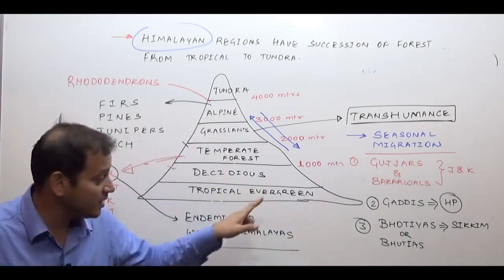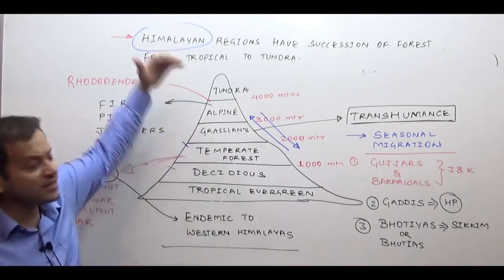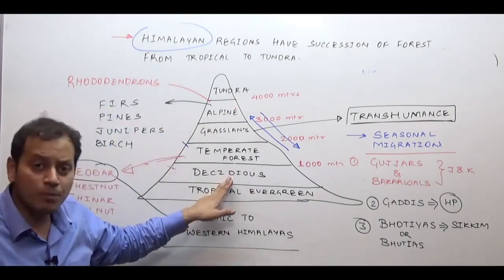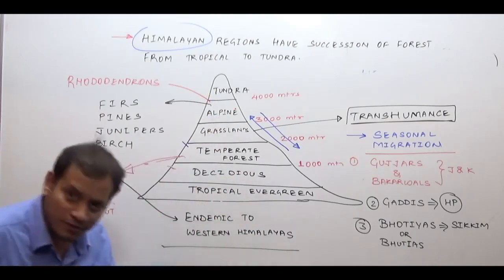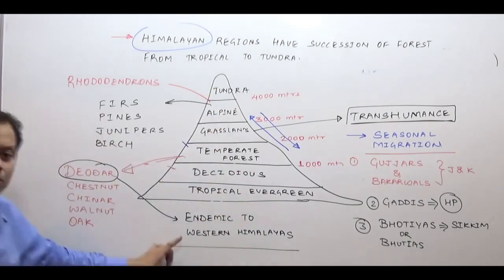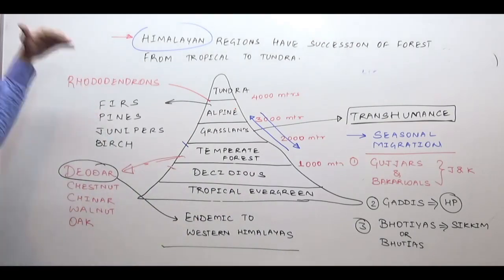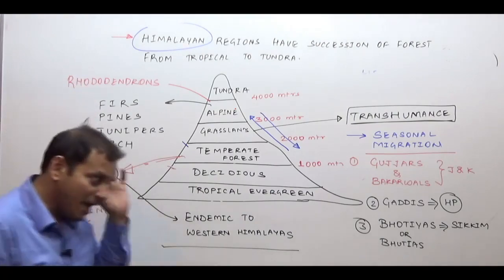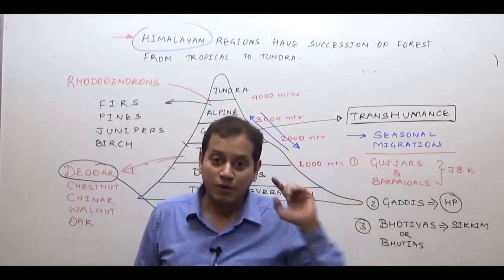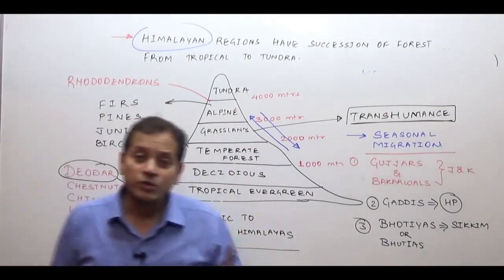If you go to the Eastern Himalayas, you find vegetation right from tropical evergreen to tundra. In the western and still higher parts of the Himalayas, from broadleaf deciduous forest to the tundra region, some of the important species are deodar, endemic to the Western Himalayas; chestnut, chinar, walnut, oak. If you go into the alpine forest, firs, pines, junipers, birch. So two types of questions can come from this entire diagram. Do study this diagram very well. I will just tell you the important questions.